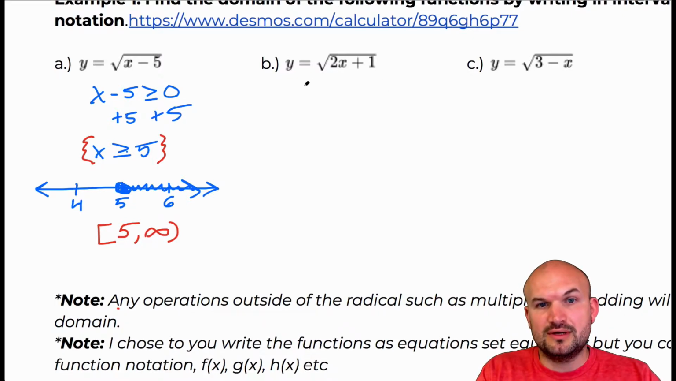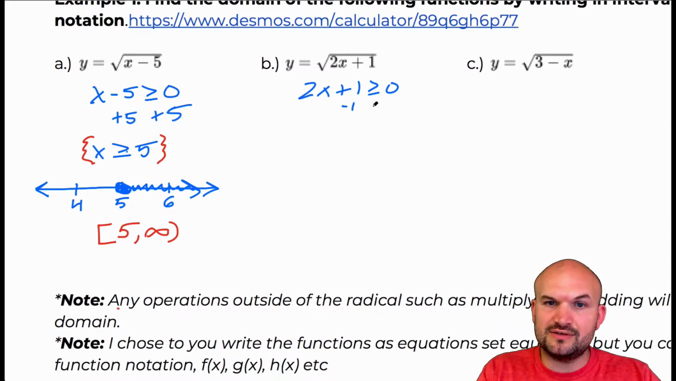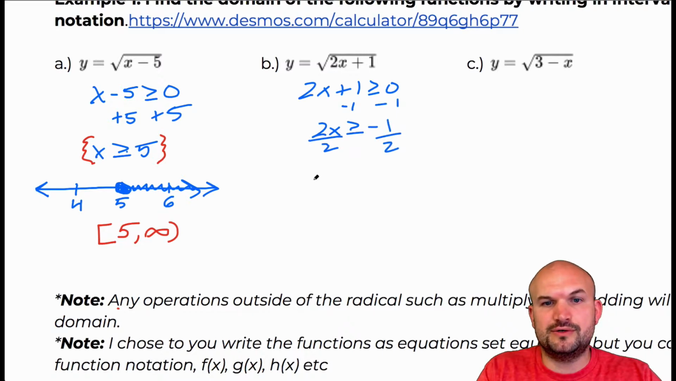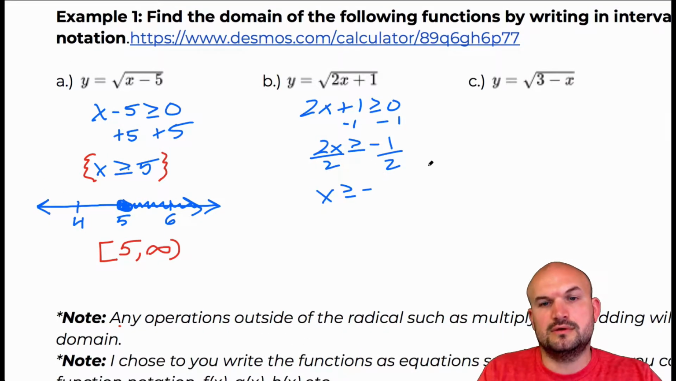Again, first step, the radical, whatever it is, has to be greater than or equal to 0. So now I go ahead and solve. I'm going to subtract 1 on both sides. 2x is greater than or equal to negative 1, divide by 2, divide by 2. Now x has to be greater than or equal to negative 1 half.